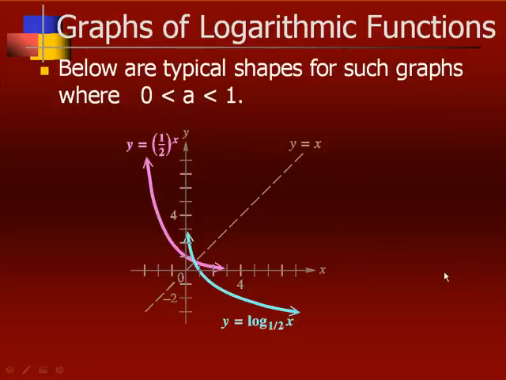Now, if a is between 0 and 1, then your typical shapes look like this. If a is a fraction, it starts up here and comes down, and it gets closer and closer to 0. This one gets closer and closer to x equals 0, and then it levels out this way.